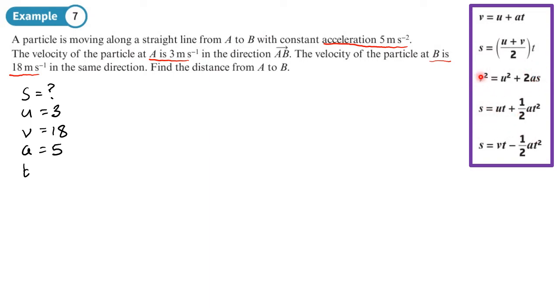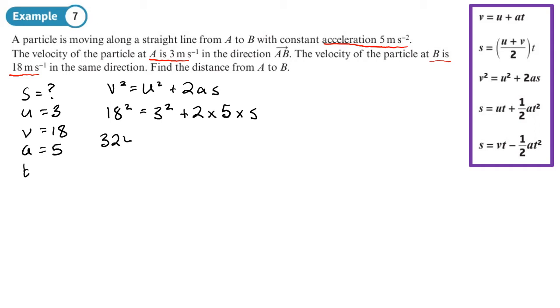This is the only one we can use that doesn't have T in it, so we'll write down the equation that we're using. V squared equals U squared plus 2AS. And now we just substitute in the values. 18 squared equals 3 squared plus 2 times A, which is 5, times S. And it's just a matter of working out what this is. So that will be 18 squared. Let's work out what that is on my calculator. 324 equals 9, 3 squared, plus 10s, 2 times 5s, that's an s there, not a 5.